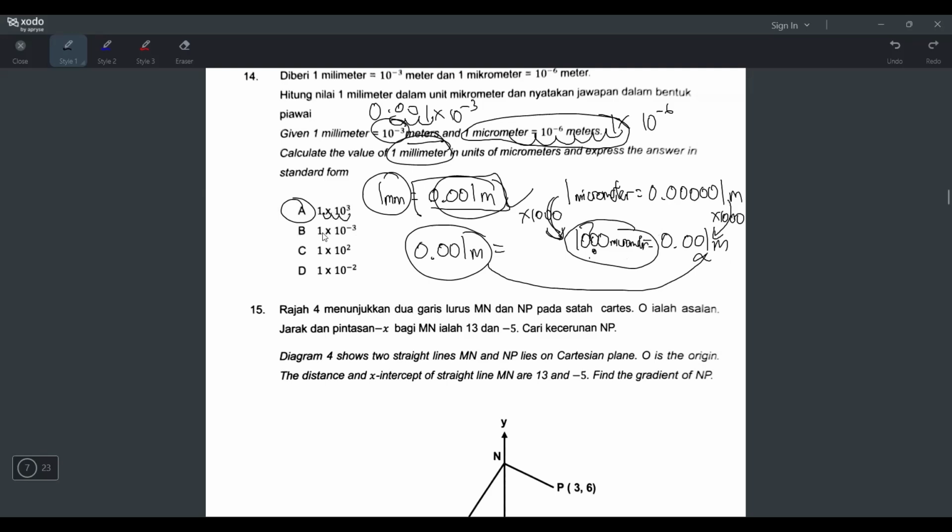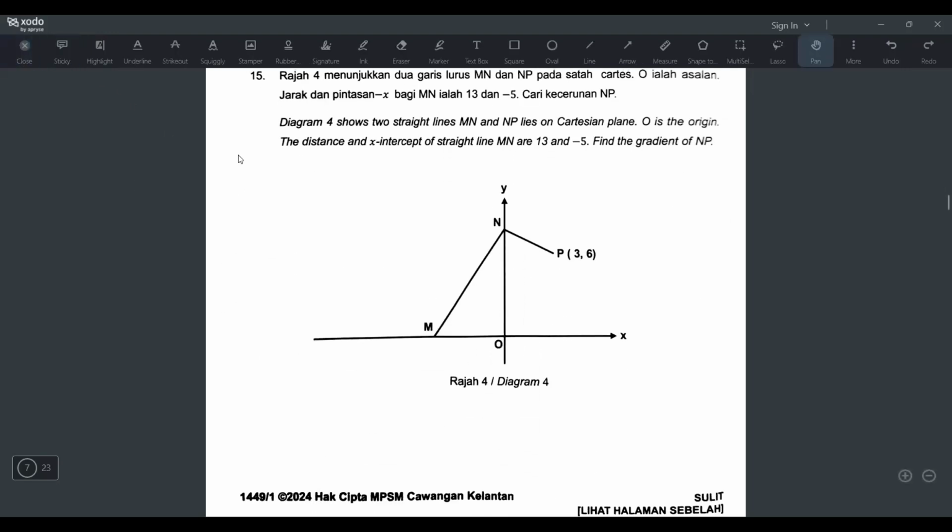B is wrong because you have to move to the left, so it'll be like 0.001. So this is wrong. This one is wrong also because you end up with 100. And then this one is also wrong because you end up with 0.01. So 14 is A. Okay, so hope you understand.